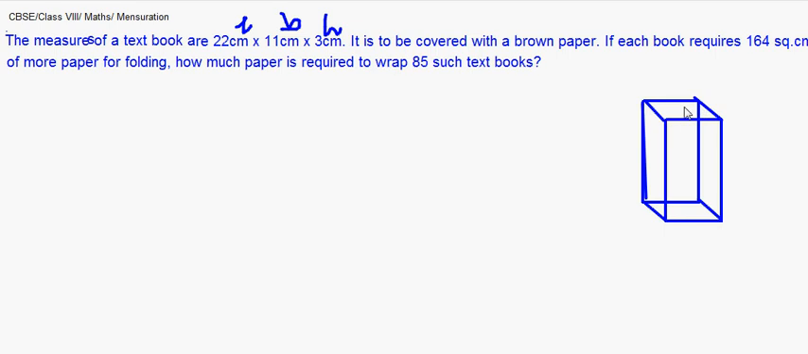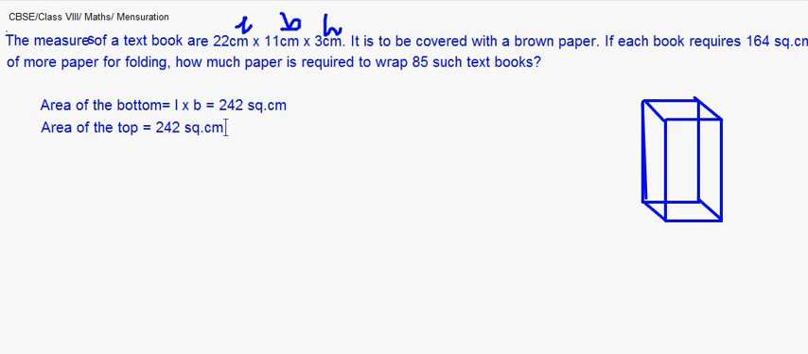The area of the bottom will be covered, area of the top to be covered, this front part will be covered, this side will be covered, but this part, when we actually open the book, we don't need that to be covered, right? So area of the bottom that is to be covered, like the whole base, that will be length into breadth, right? The area of the bottom of the book will be length into breadth. So our length into breadth is 22 into 11, that will be 242 square centimeter. You also need the area of the top, again that will be 242, right? Area of the top of the book, that will be another 242 square centimeter.